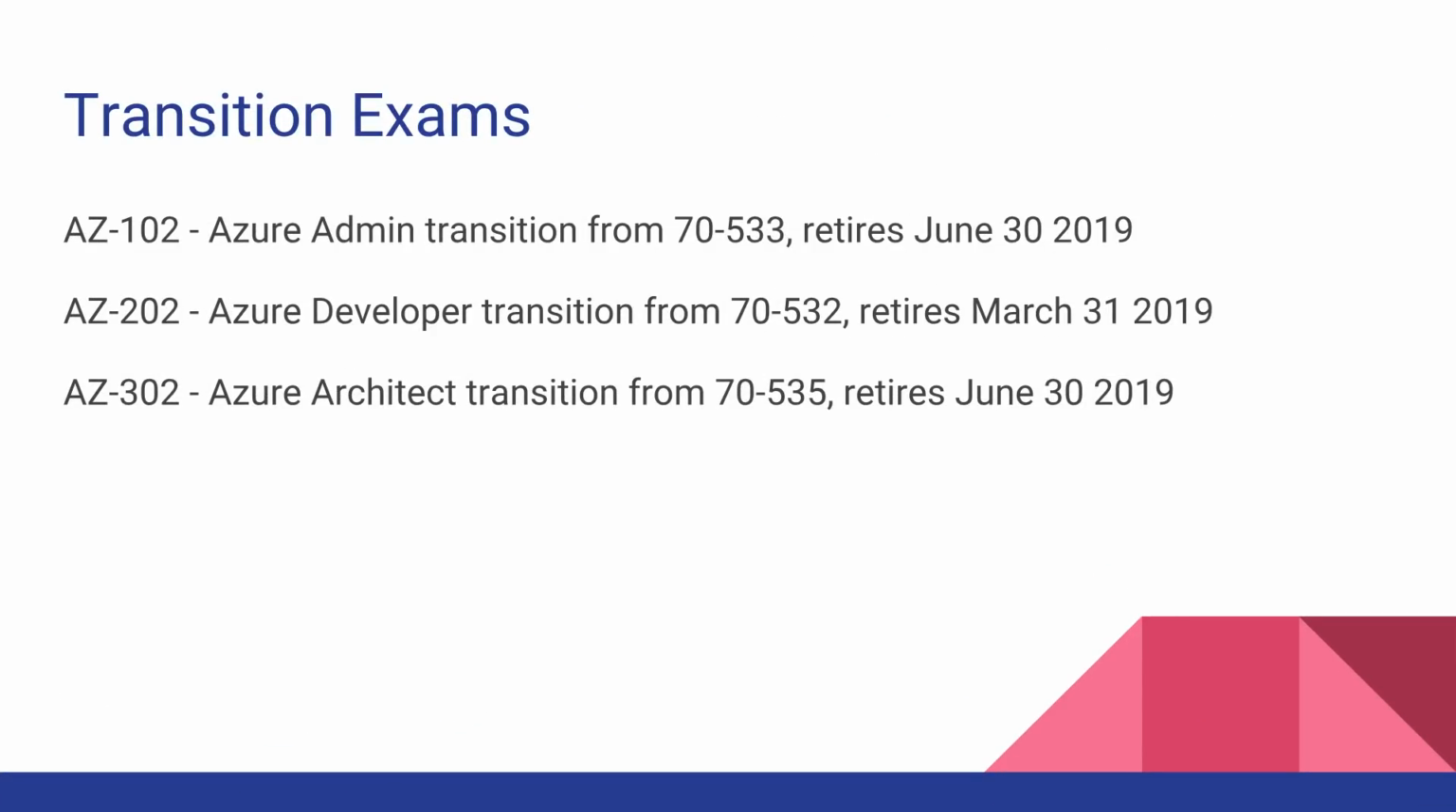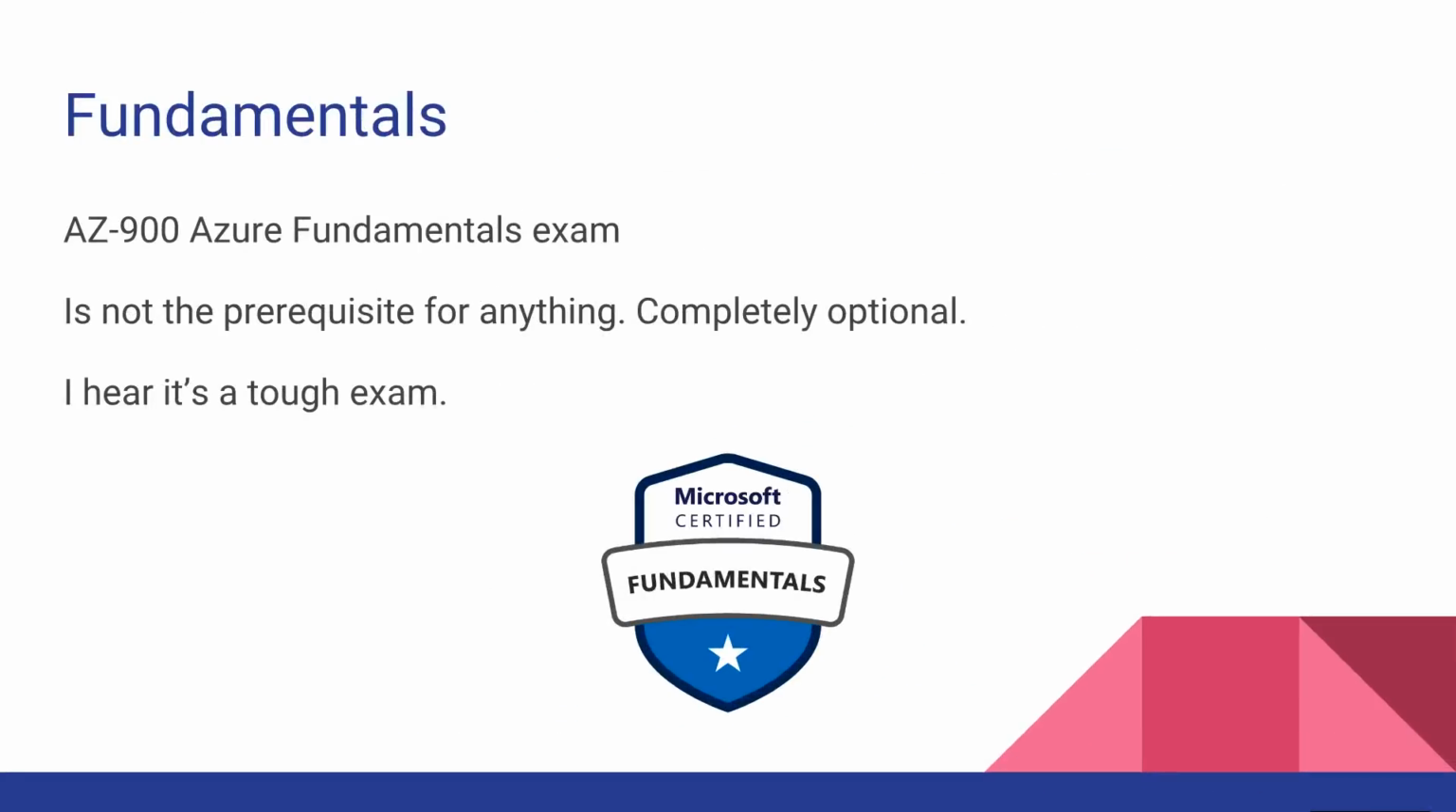First off, I'll get out of the way what are called the transition exams. There are currently three exams that you can take if you already have some Microsoft Azure certifications. If you have the 70-532, 533, or 535, there are options for you to get onto the new track with one single test. It's a transition exam. So the 102, 202, and 302 are still being offered. You can see that they have expiry dates that are relatively short. So if you want to get into this, you better get into it quickly. After June 30th, of course, these transition exams will go away, and then you are forced to go through the normal track. So let's start with the beginning.